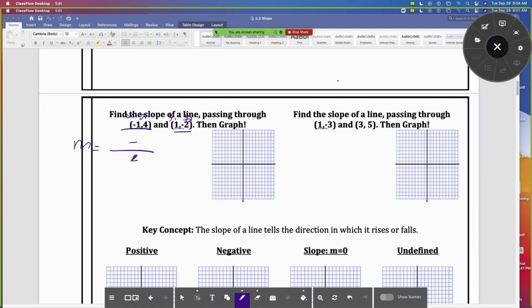Now, this is what I like to do. I always like to set up my formula where I know I'm going to subtract the y's, I know I'm going to subtract the x's, so I'm just going to set up my fraction. I know my y is going to be on top, my x is going to be at the bottom, and then I go and look for them.